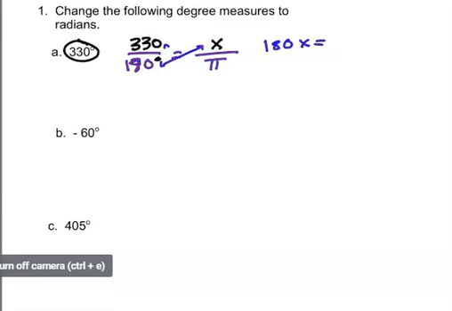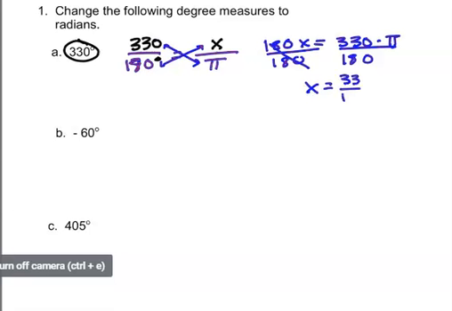So if I cross multiply, I get 180x equals 330 times pi, which is 3.14. But we're just going to keep it like that, actually, because remember radians, when we look at the circle, it's actually a fraction. Okay, so that's more or less my answer. It's 330 over 180 pi, but I can reduce that fraction. So notice that 330 over 180 reduces to 33 over 18. And for that matter, I can divide the top by 3, the bottom by 3, and it's equivalent to 11 over 6 pi.